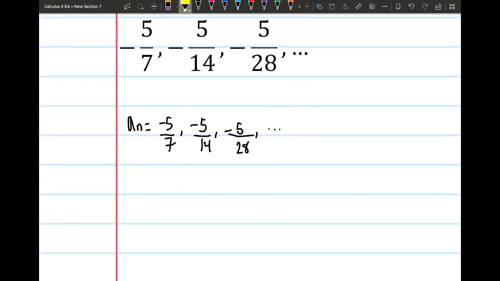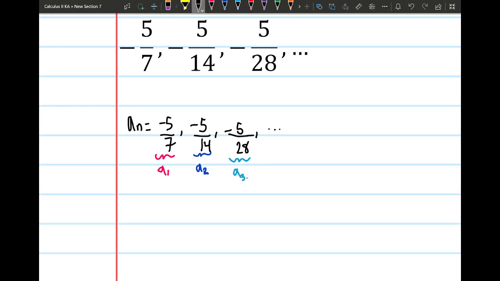My first term is -5/7, so that's a sub 1. My second term is -5/14, and my third term is -5/28, so it's a sub 3.